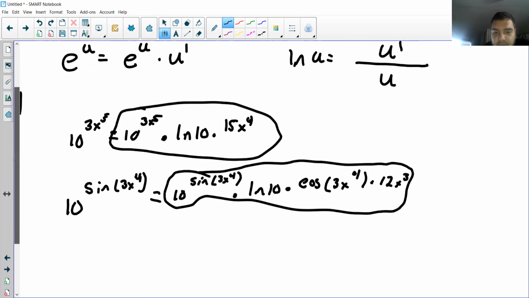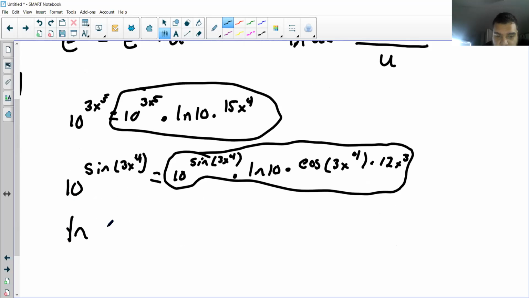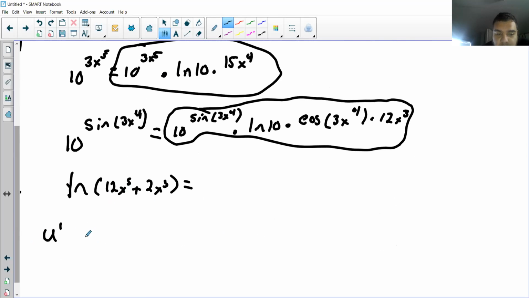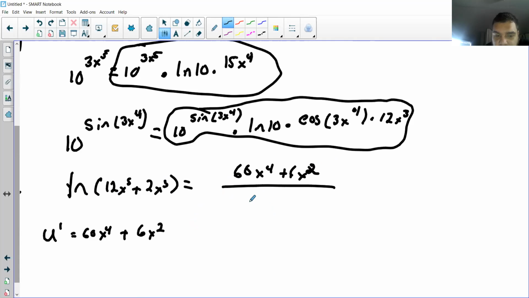And what do we got? Oh, and then let's just do a quick ln one. ln of 12x to the 5th plus 2x to the 3rd. Something like this. So just identify what your u is, which is this inside. So your u prime should be 60x to the 4th plus 6x to the 2nd. So u prime goes on top, 60x to the 4th plus 6x to the 2nd, over, it's ln, so nothing special, just the original u, which is 12x to the 5th plus 2x to the 3rd.